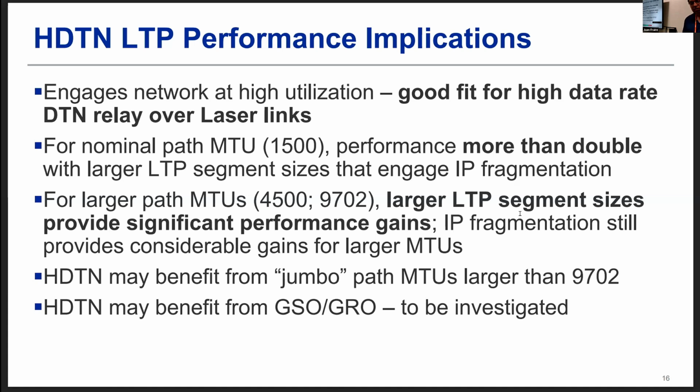What this shows is that HDTN might benefit from going to jumbo path MTUs that are larger than 9702, and I'll talk about that a little bit later. HDTN may also benefit from GSO GRO, which is something that we need to investigate in the future as we go into our studies in more depth.